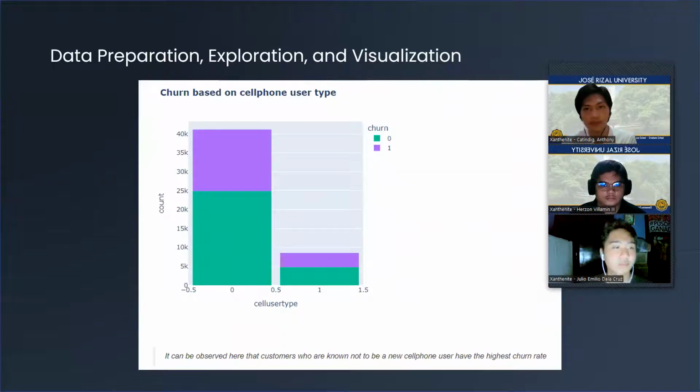So churn based on cell phone user type. We can observe that the customers who are known not to be a new cell phone user have the highest churn rate.